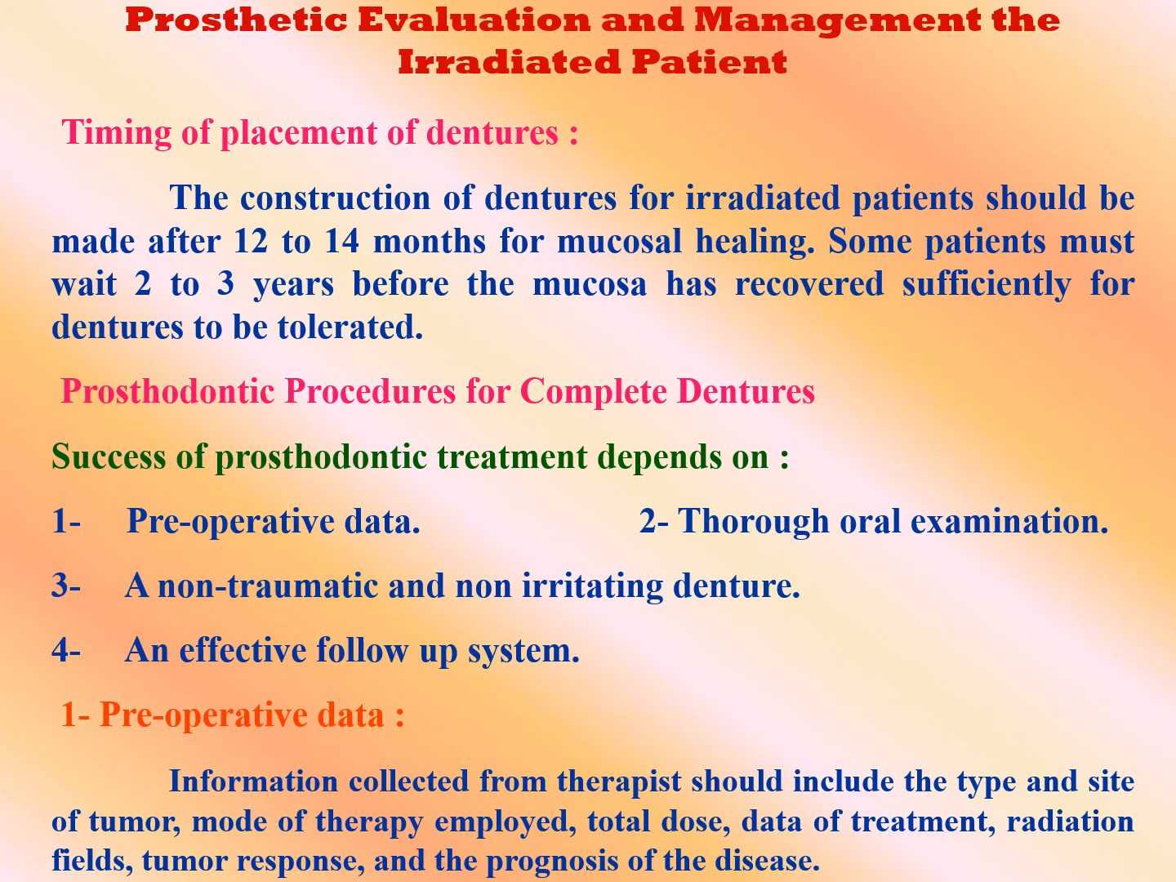Here, the prosthetic evaluation and the management of irradiated patients who have taken radiation and need a prosthesis: how you can manage these cases. Timing of placement of denture. The construction of dentures for irradiated patients should be made after 12 to 14 months for mucosal healing. Some patients must wait 2 to 3 years before the mucosa has recovered sufficiently for dentures to be tolerated.